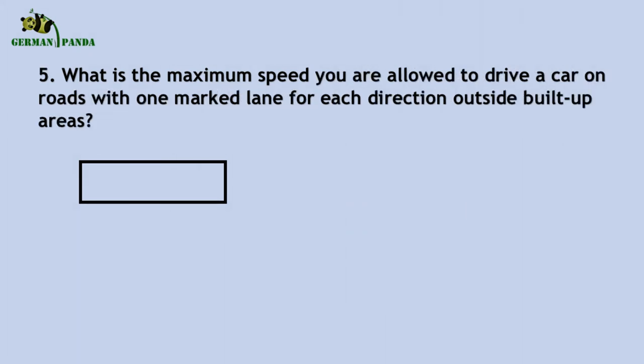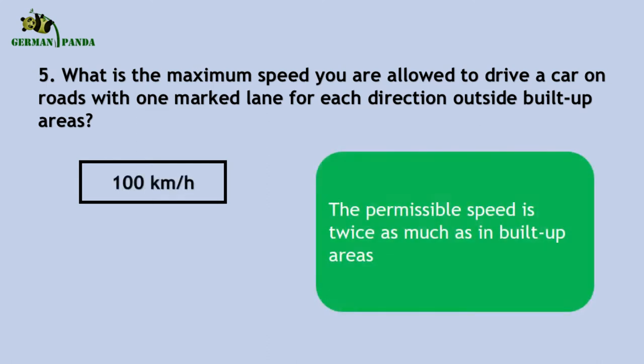What is the maximum speed you are allowed to drive a car on roads with one marked lane for each direction outside build-up areas? (100 km/h). The permissible speed is twice as much as in build-up areas.